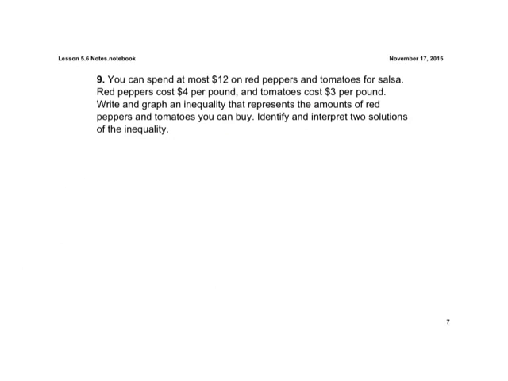All right, last example here. We have a little application problem. We're going to buy some red peppers and tomatoes to make some salsa, and we only have $12. We can't spend any more than $12. Let's call the peppers our x variable, and let's call our tomatoes our y variable. So we have x and y. We need an inequality. Red peppers are $4 a pound, tomatoes are $3 a pound. We need to write and graph an inequality that shows how many we can buy for our salsa.